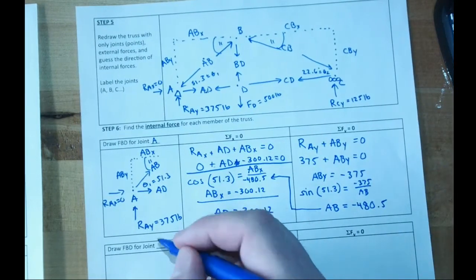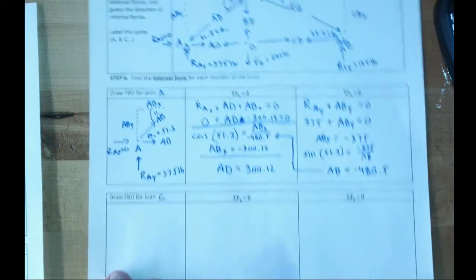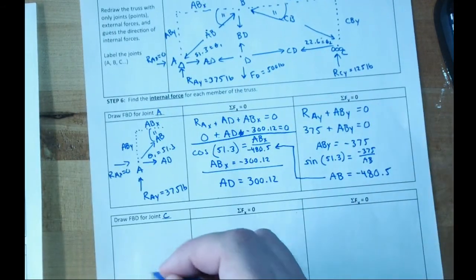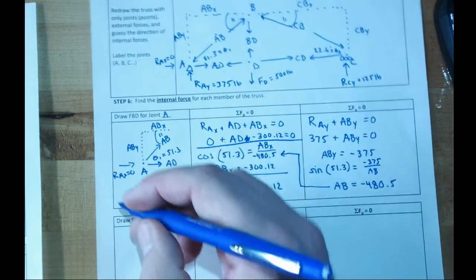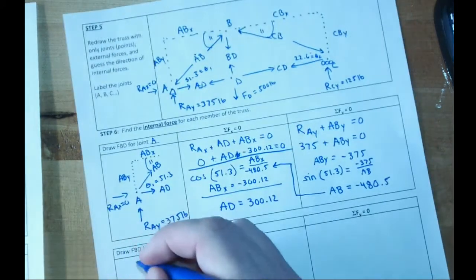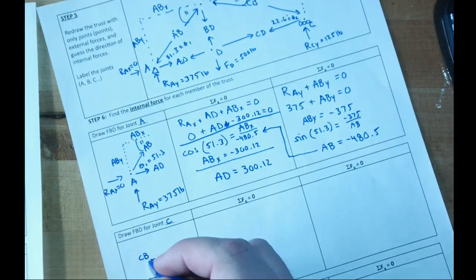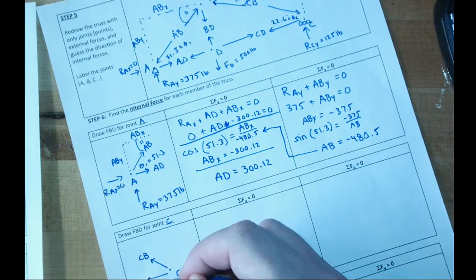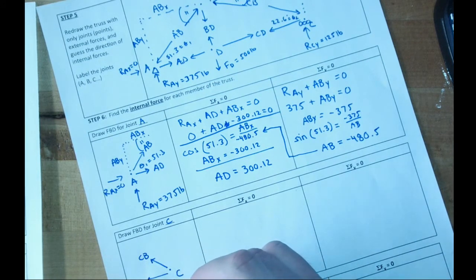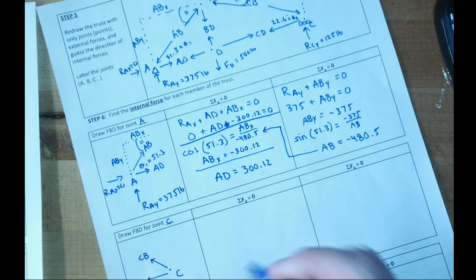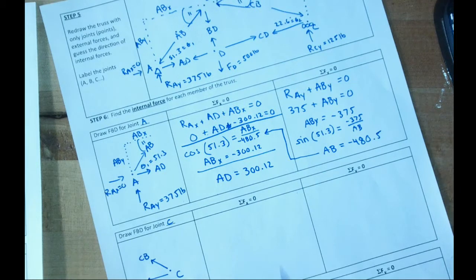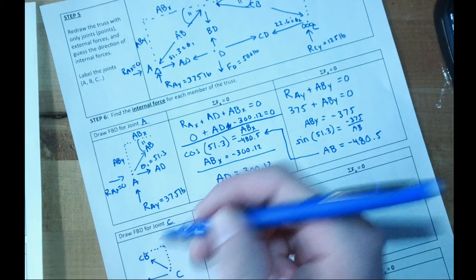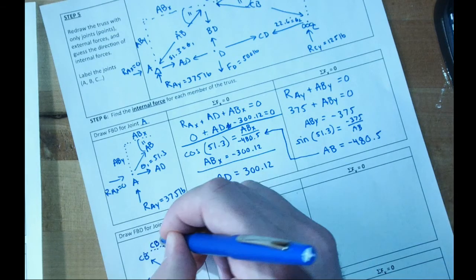Now I'm going to move on to C, the other outside, which is over here. So I'm going to draw C. I have CB, and again, I'm just going to guess and push them out first. I have CD, and I have a reaction force, CY. I know that that's 125. To make CB, I have to create a right triangle. So I have CBX and CBY.